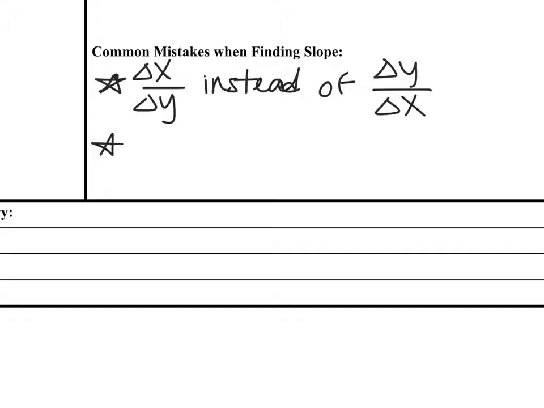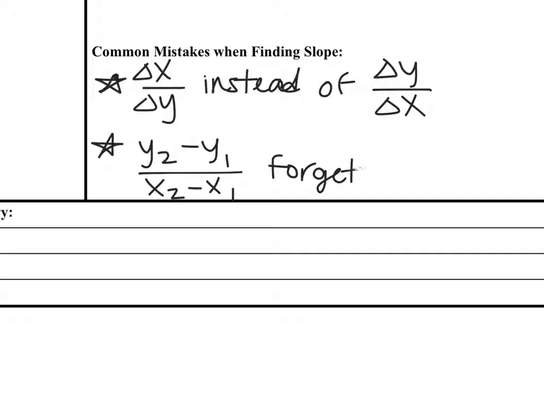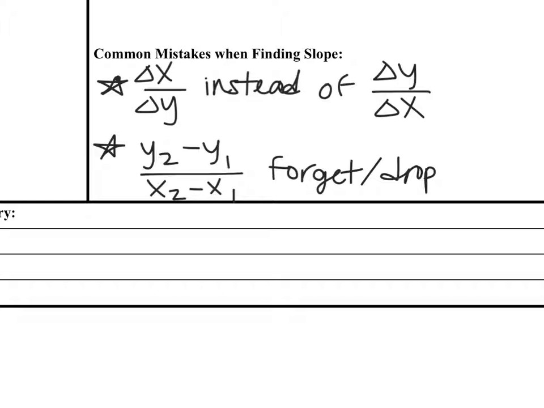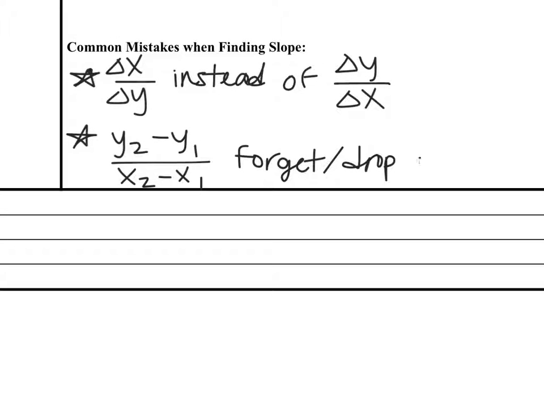And then, whenever we're doing y2 minus y1 over x2 minus x1, I already kind of mentioned this one. We forget or drop the negative sign if there's a negative number. So whenever you should be subtracting a negative, sometimes they just subtract a positive, which is why I made you put the subtraction signs first.